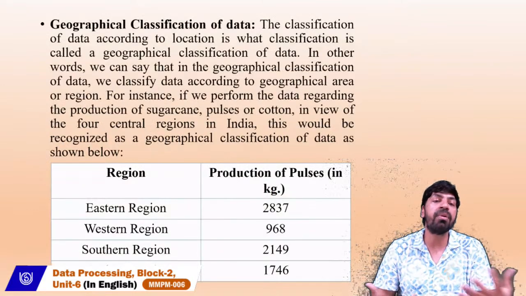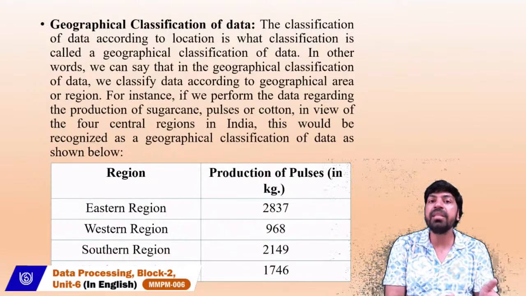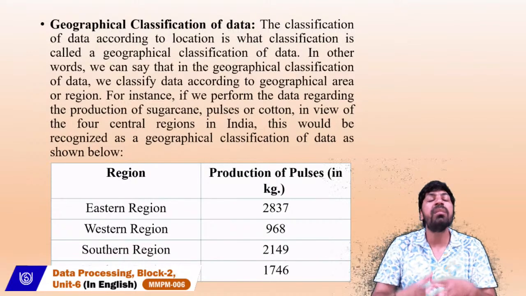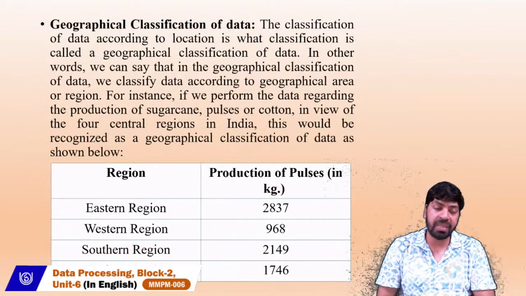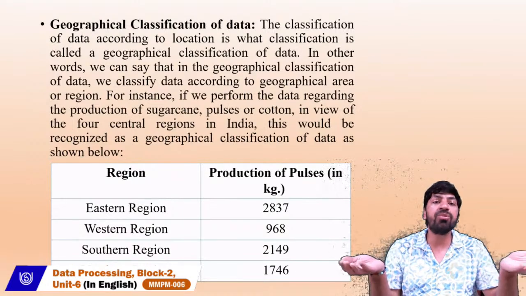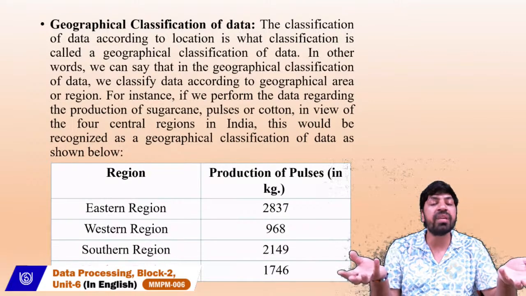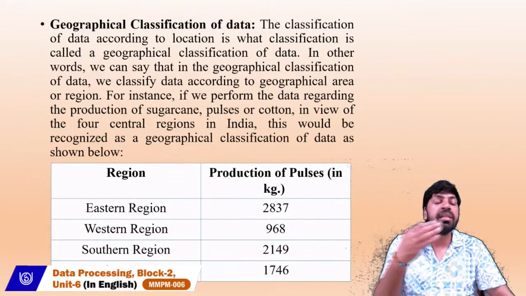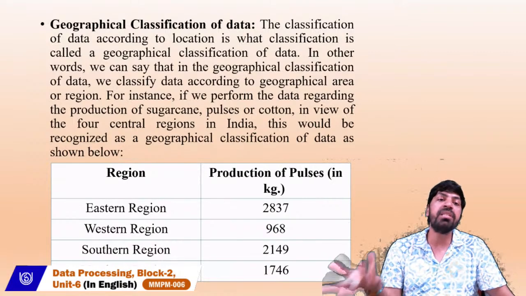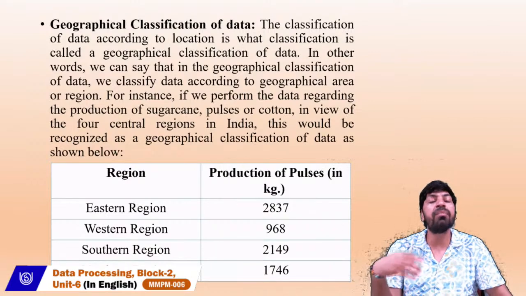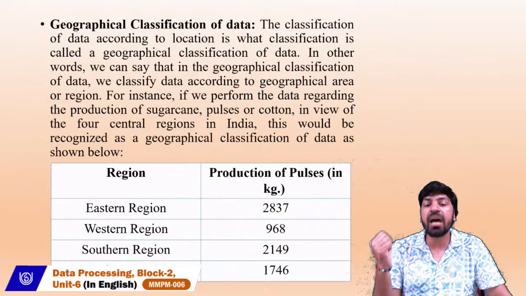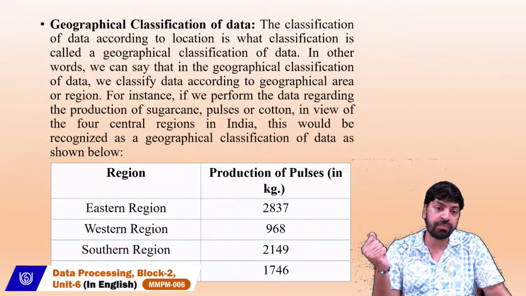If you look at the example of geographical, where the regions have been shown, with their respective regions the production of pulses in kg has been given. So this is an example of the geographical, where any data or categories you can create are based on the regions. You can prepare a data sheet based on the states, based on the countries, about the production of pulses, the production of wheat, the rainfall, etc.